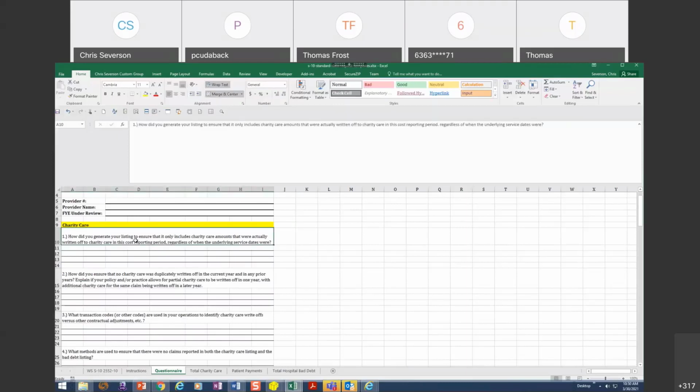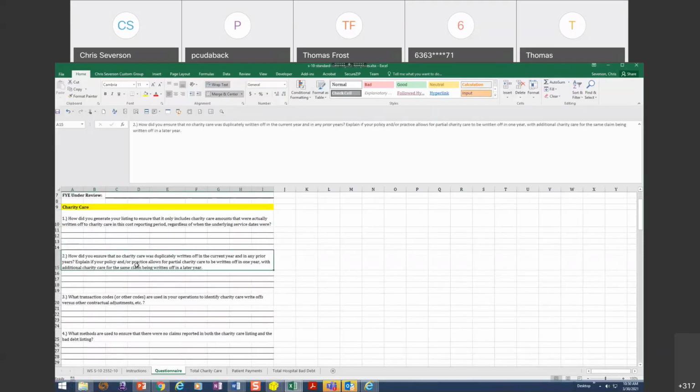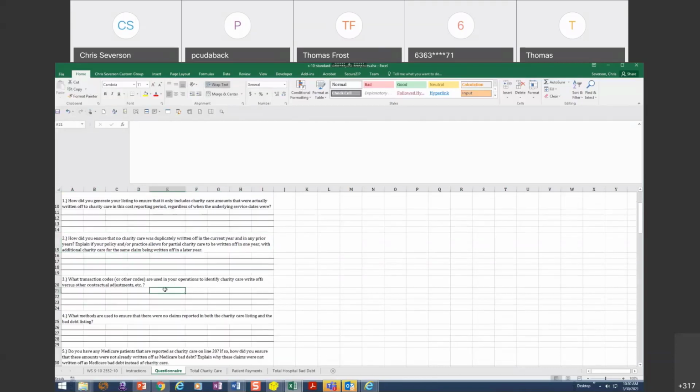So just questions like this: how did you make sure it was written off in this period, regardless of when the service dates were? How did you ensure there was no duplicates for charity care written off in 1 year, in multiple years, basically? Again, one claim can be split, but the entire amount can't be written off twice. So that's pretty self-explanatory there. Number 3 is the legend for those transaction codes that we talked about. This might be a separate list that you give us.